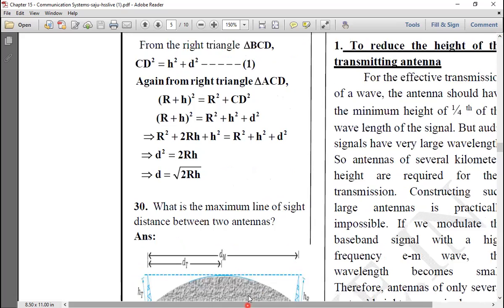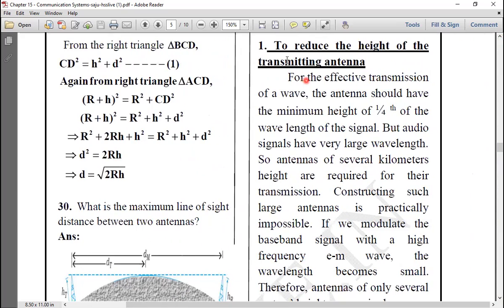To reduce the height of the antenna. Number one reason, to reduce the height of the transmitting antenna. For the effective transmission of a wave, the antenna should have a minimum height of 1/4 of the wavelength of the signal. Means the height of the antenna should be 1/4 of the wavelength of the signal.